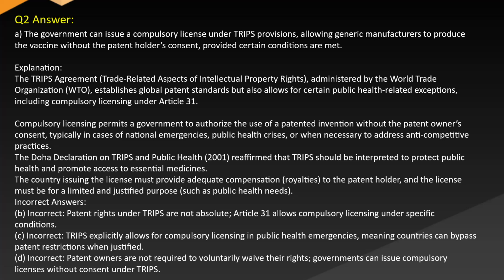TRIPS explicitly allows for compulsory licensing in public health emergencies, meaning countries can bypass patent restrictions when justified. D. Incorrect. Patent owners are not required to voluntarily waive their rights. Governments can issue compulsory licenses without consent under TRIPS.